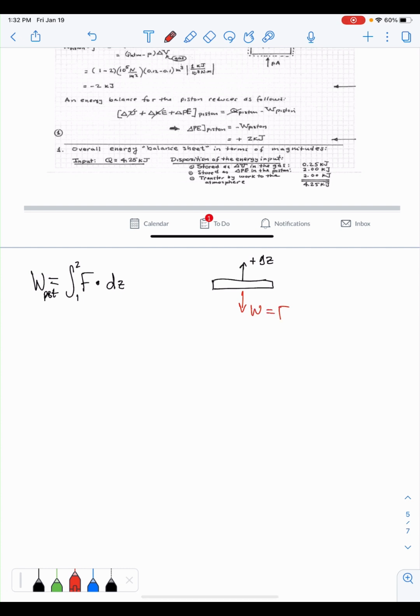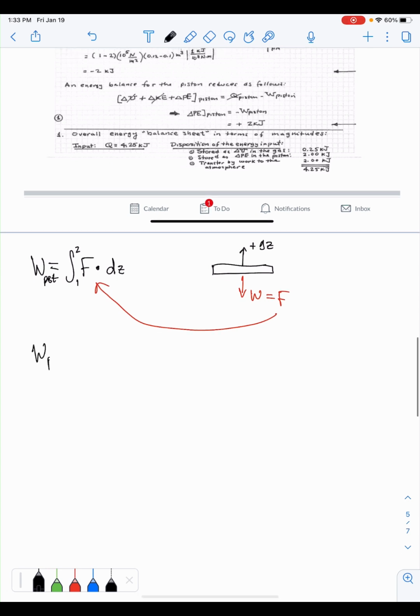So if you notice, these two vectors are pointing in different directions. When moving between state 1 and 2, we're moving upwards, but the force is pointing downwards. And that dot right there infers the dot product. So because these two vectors are pointing in completely opposite directions, the work being done by the piston becomes an integral of the negative of the weight of the piston, integrated between state 1 and 2 of the height.